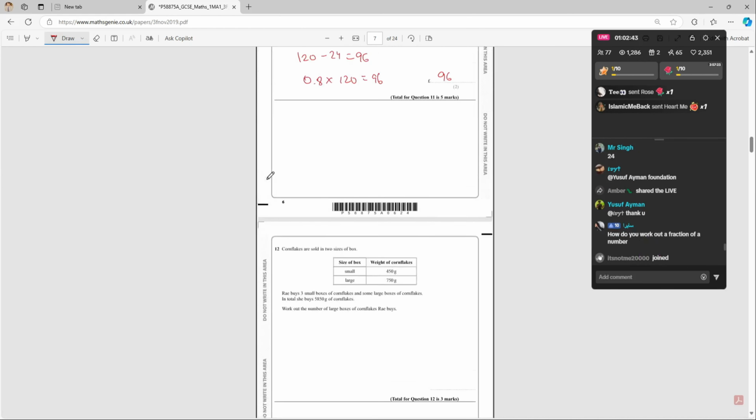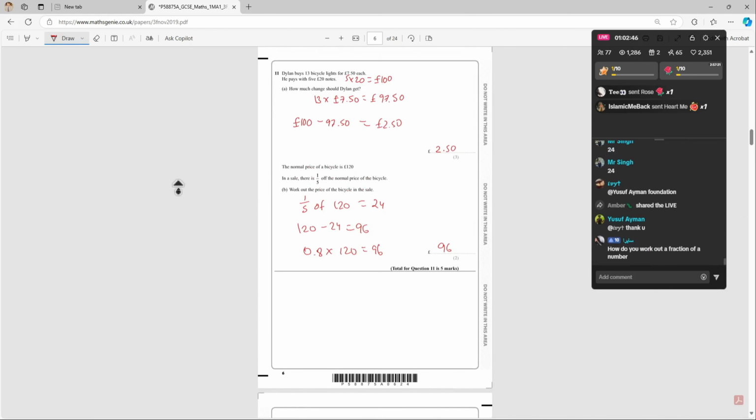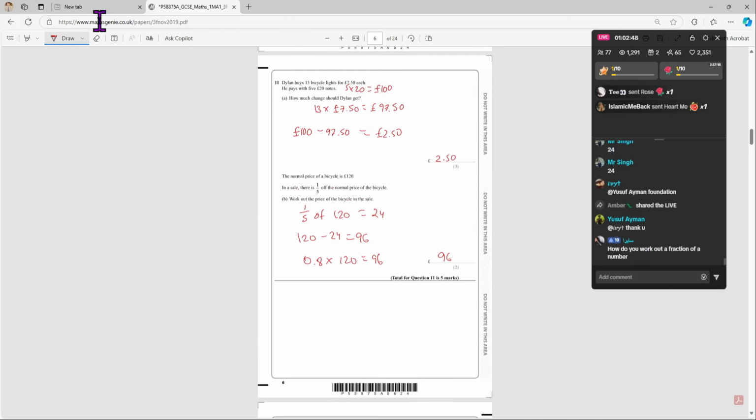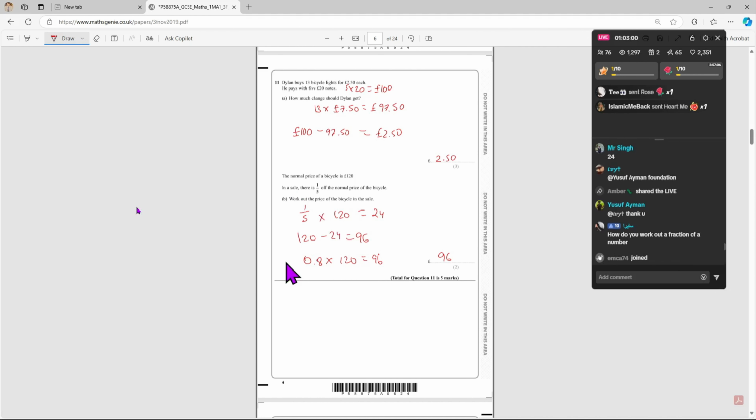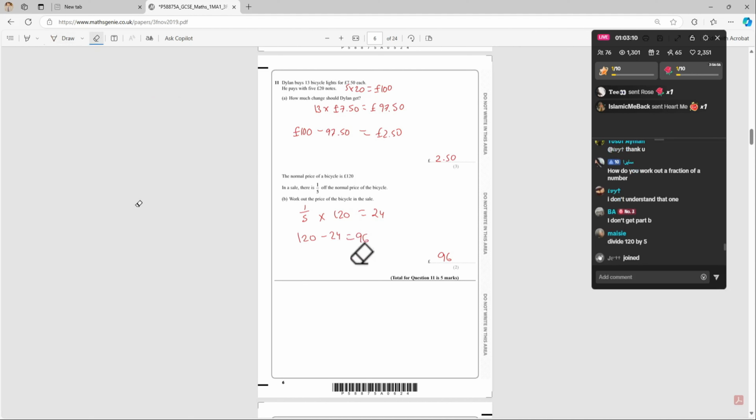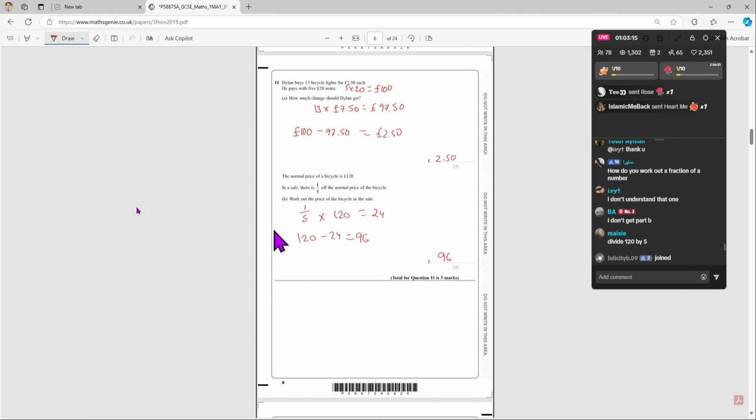So, how do you work out a fraction of a number? Since it's a calculator paper, you don't need to actually work it out. If you put in your calculator 1/5 times 120, you would get your answer. This is a calculator paper, so you put it into your calculator and then you get your answer. Or you can do 120 divided by 5. So you don't get part B.